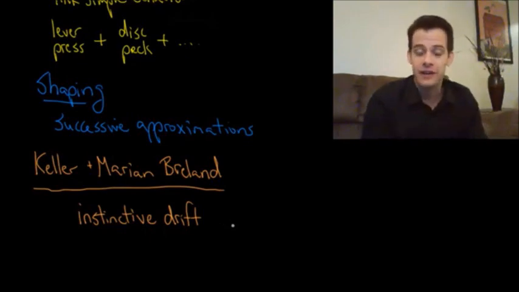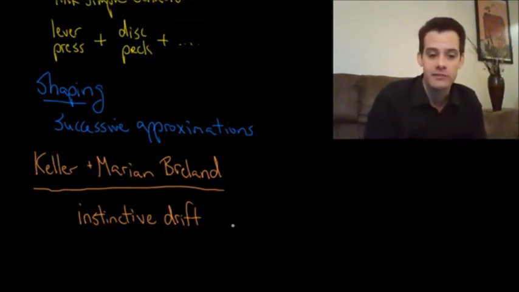And I'll post a link in the video description box where you can read the Brelands' paper on this called The Misbehavior of Organisms, where they describe this example with the raccoon and the pig and a few other animals that they trained, where they ran up against this instinct and they couldn't get certain behaviors to be conditioned.